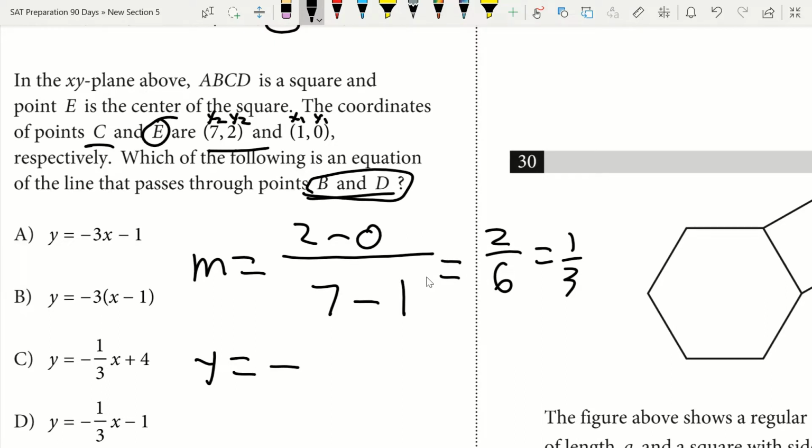Opposite means we flip the sign, so since it was positive 1/3, we're going to flip it to a negative. Then we take this 3, flip it up, and we take this 1 and flip it down. So now we'll have 3 over 1, which we know is 3. So we'll have negative 3x, that's going to be our slope there.